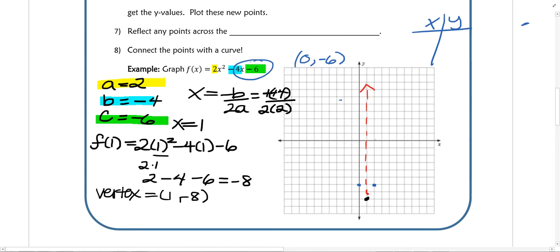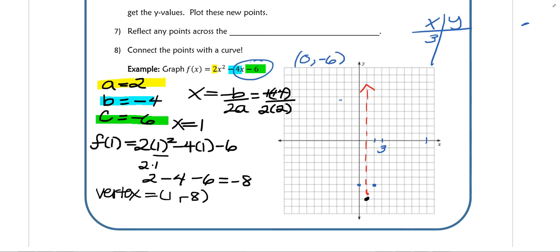For example, I know where this point goes. Maybe I'll pick the next one over, which is 3. You don't want to go too far away from your axis of symmetry, like you don't want to pick like 9 or something, because it's going to probably be way off your graph. So I stick close to the axis of symmetry. So I'm going to go ahead and plug in 3.